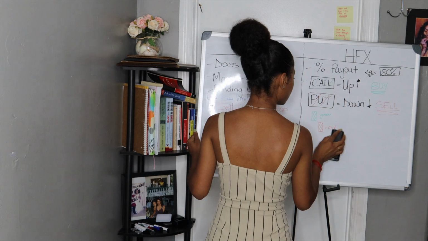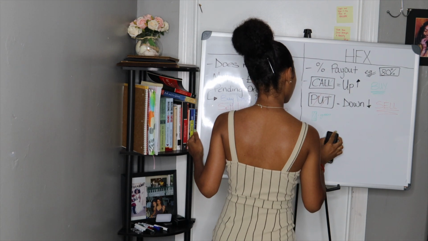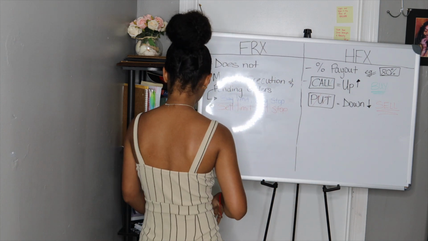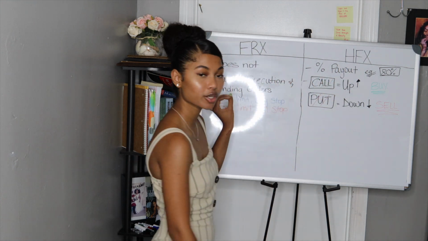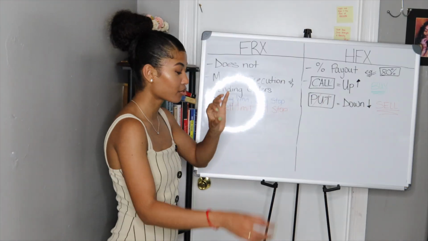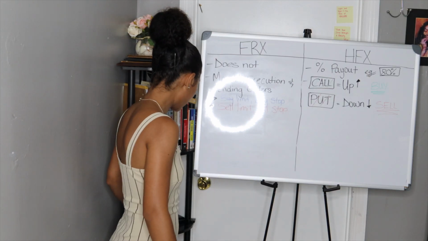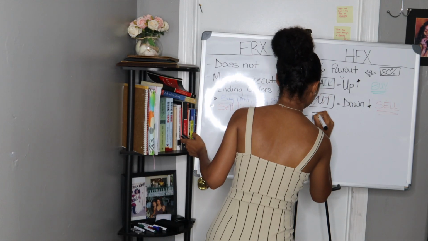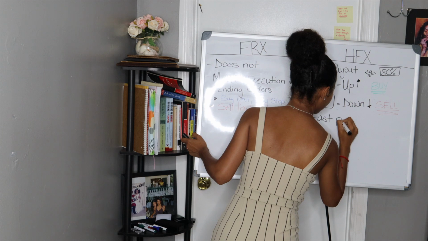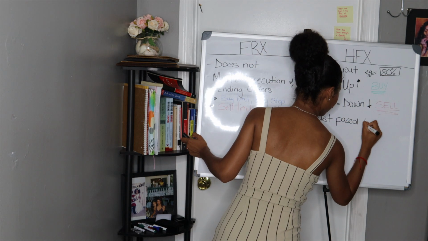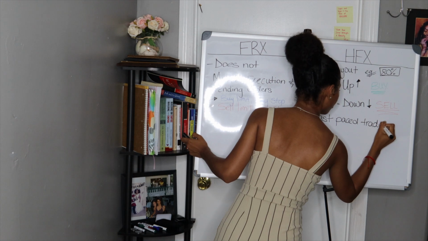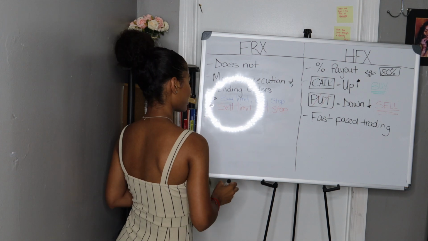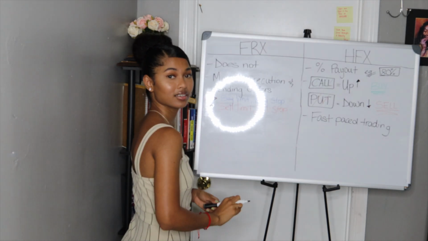Alright, let me just erase this. I don't want to go too in depth. I just want to scratch the surface, alright? Because all these different terminologies have a broken down explanation that goes more in depth. But let's continue. HFX is fast-paced trading, okay? Fast-paced trading. FRX, it's not fast-paced. Again, you can scalp.